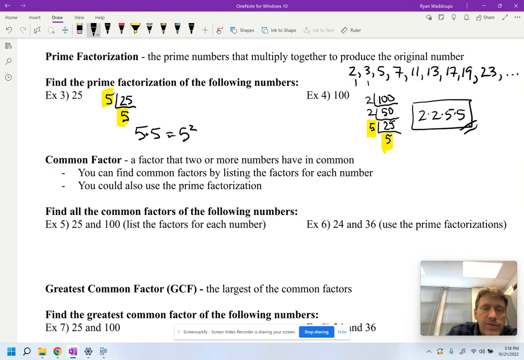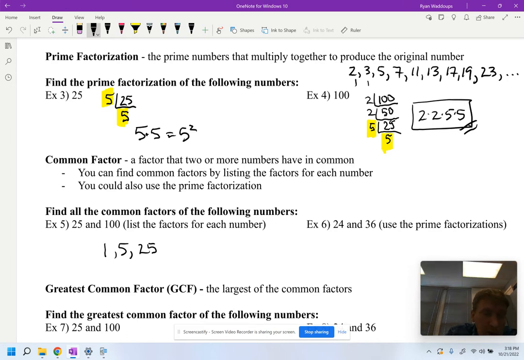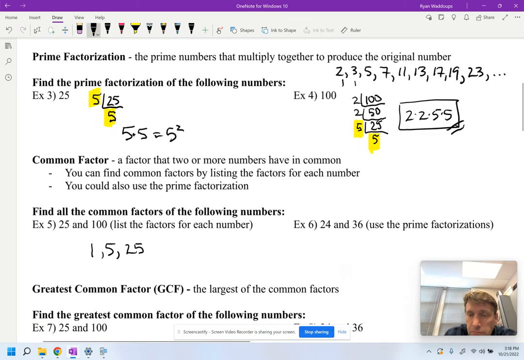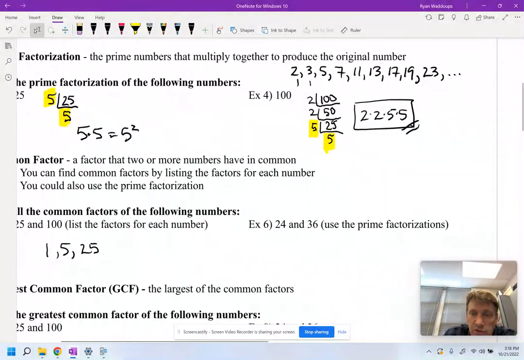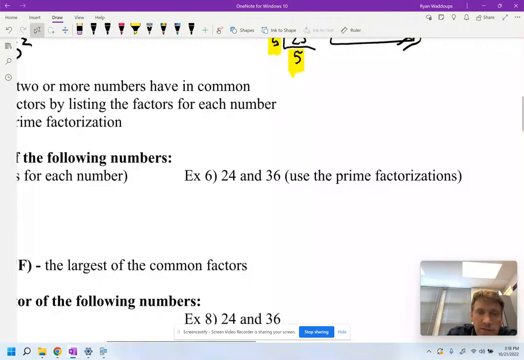So we can say they have 5 in common. They also have 5 times 5, or 25, in common. And as always, every two numbers has 1 in common with any other number. That's always a factor. 24 and 36.